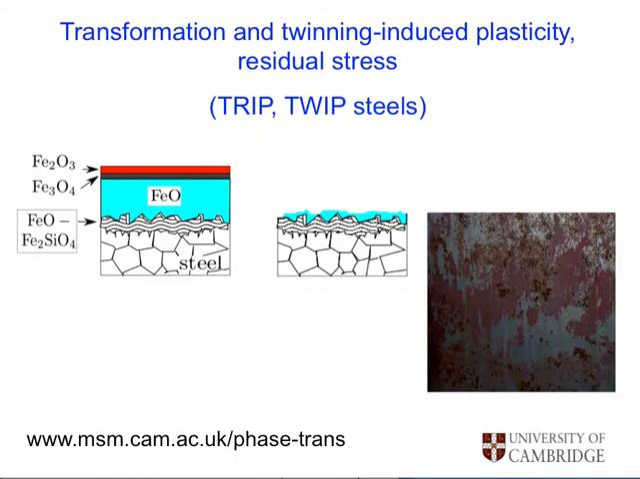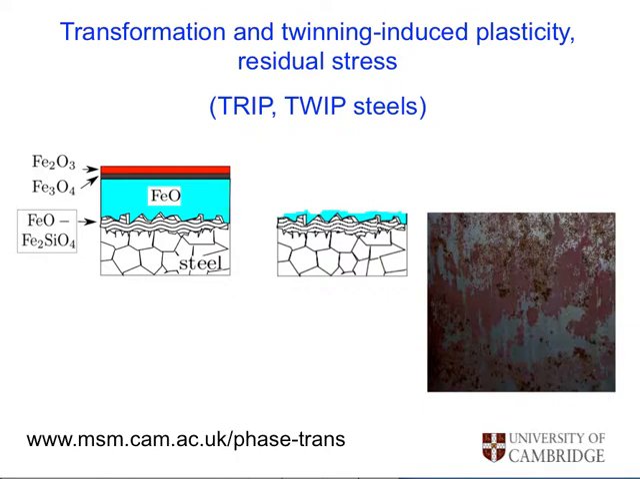Now, instead of silicon to retard the precipitation of cementite, we can use aluminium. Aluminium works by the same mechanism, that its solubility in cementite is very low, and therefore it retards the precipitation of cementite. Now, I'm going to show you the iron-carbon phase diagram.